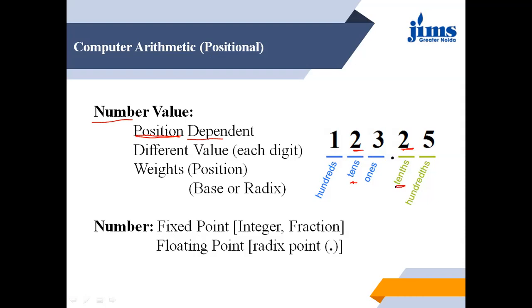and the value of 2 at this place is different. So we get different values for the same digit, and that's based on the weight, that is, at which position the number is, as well as based on base and radix. So this base and radix, as well as the weight, that is position, affects the value of a number.